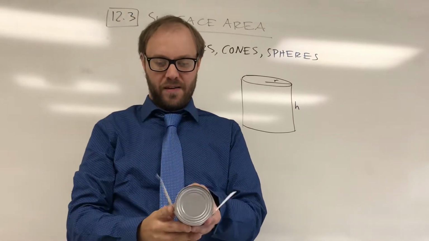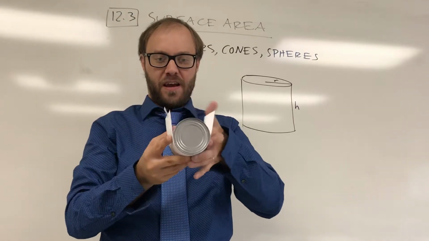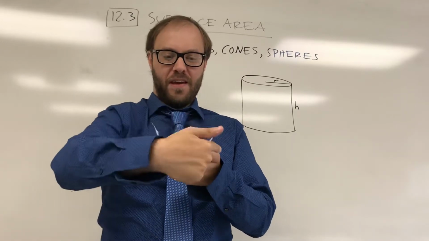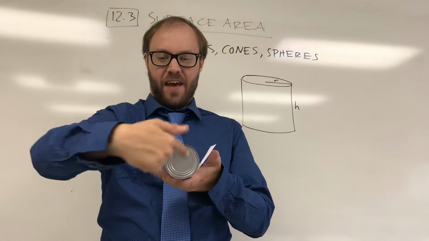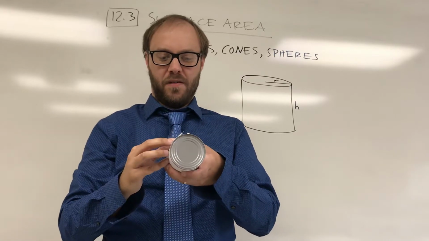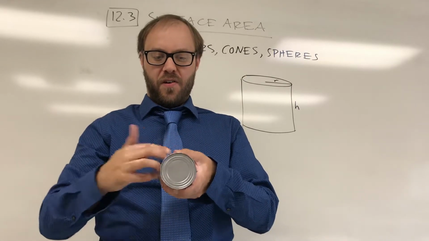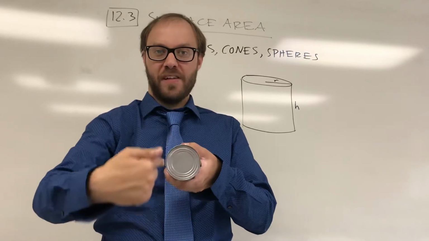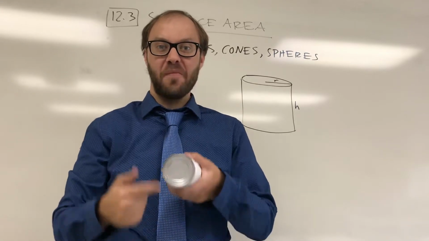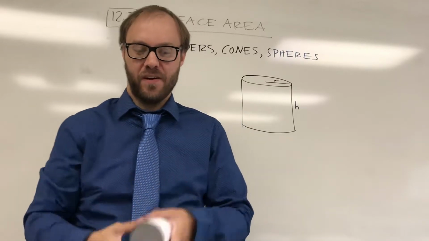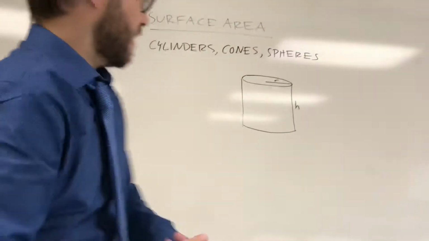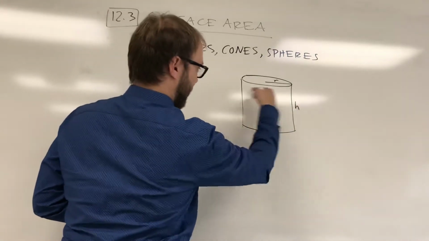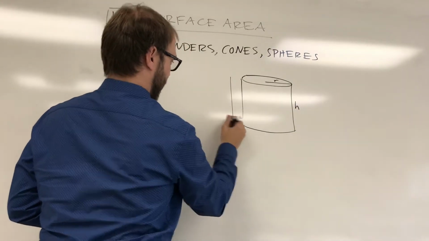Well, I'd like you to watch me put this label on. As I put the label back on the can, I want you to think about the length of that rectangle. Okay? Hopefully you can see the length of that rectangle. It has to go around the entire can. That's the circumference of the cylinder. So if you're trying to find lateral surface area, you can really just imagine peeling the label off of the can.